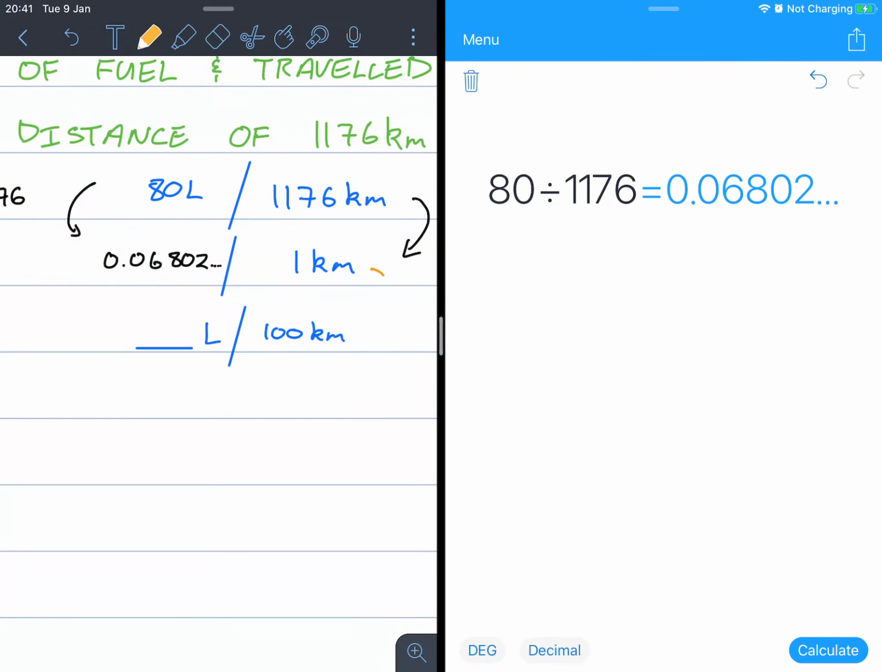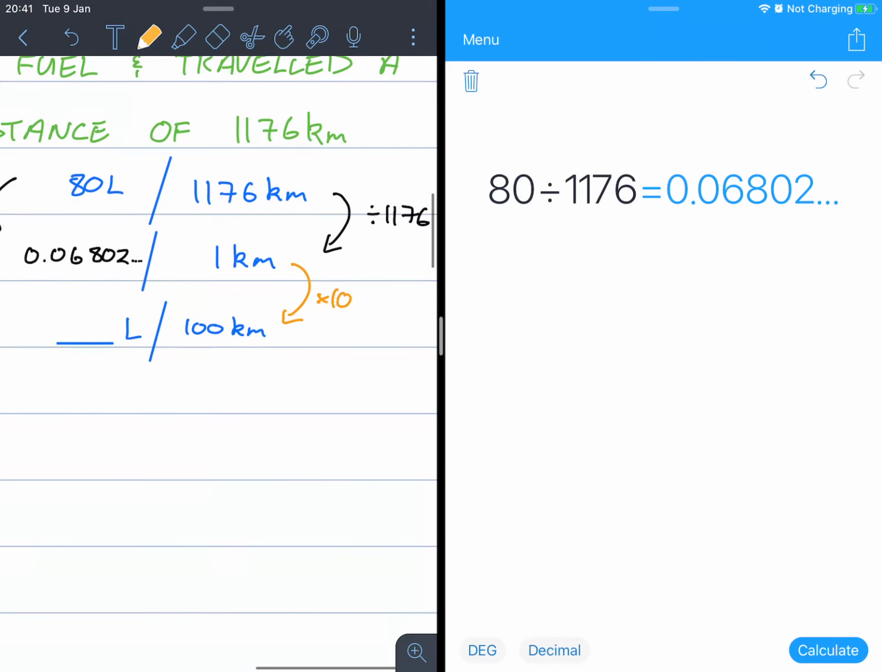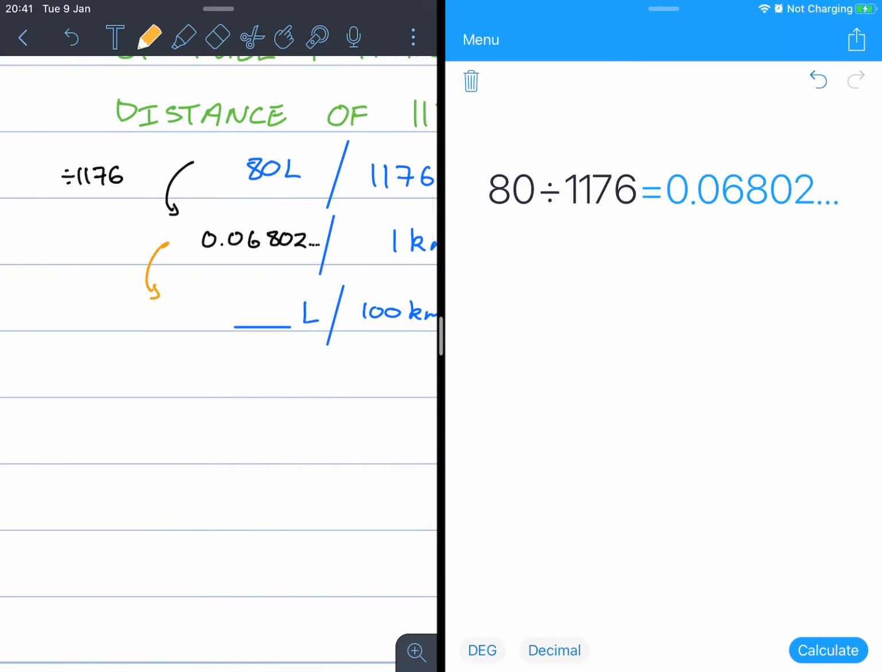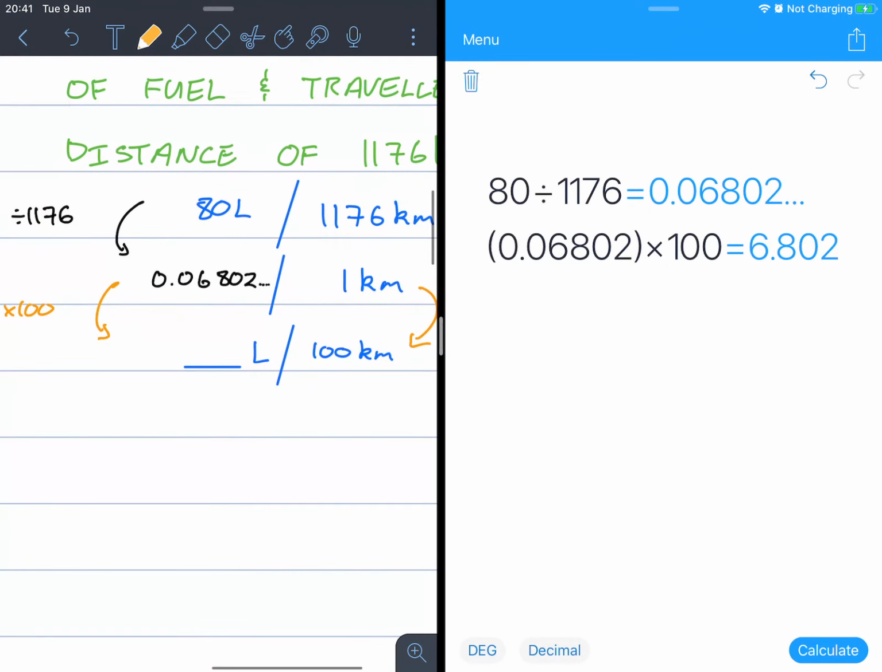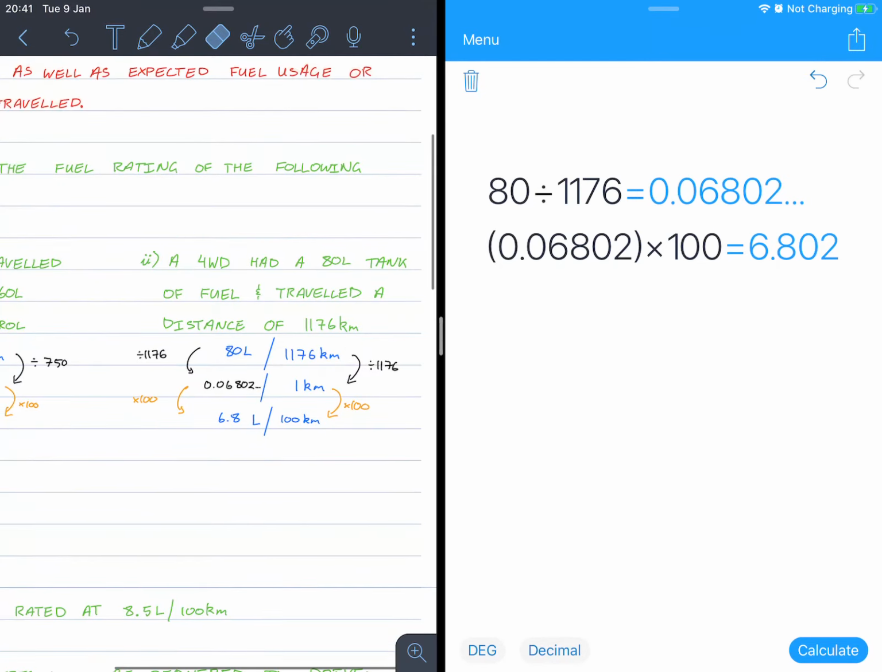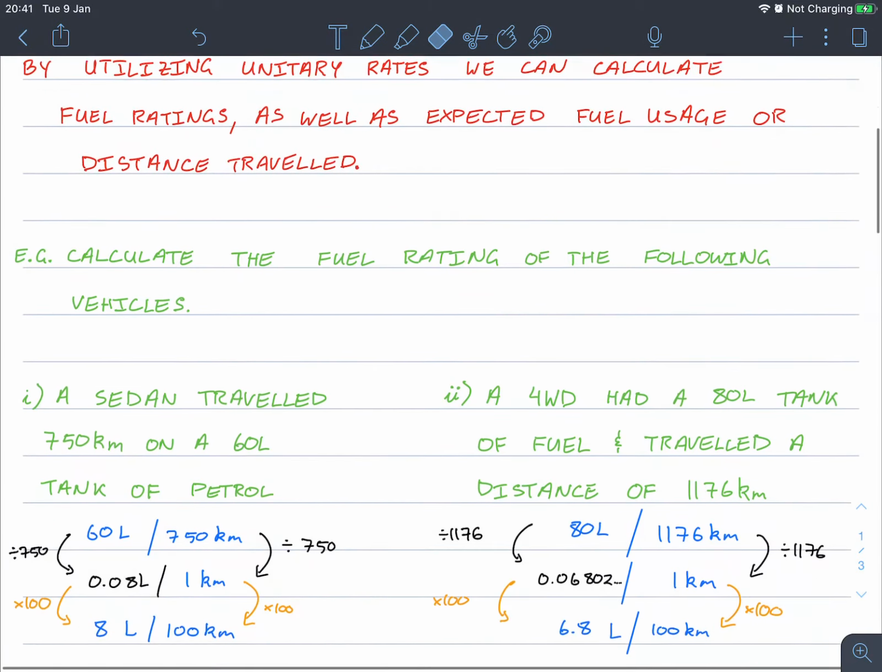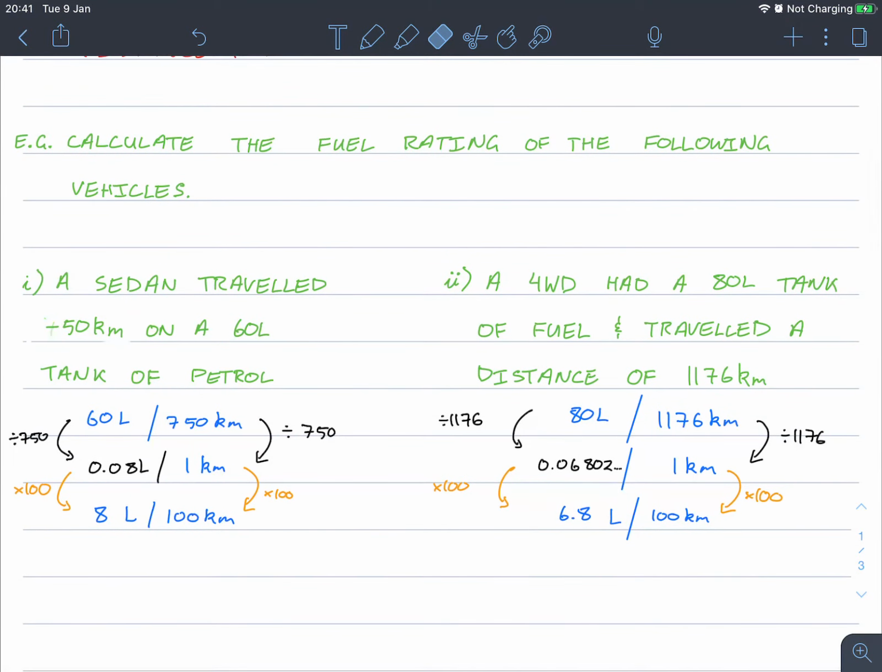And then from here, we're going to multiply by 100 on both sides. So I'm going to take the full answer. In your case, on your calculator, you have the answer key, times this by 100, which gives us 6.802. And I'm just going to round that off to 6.8, so 6.8 liters. So that's finding the fuel rate given the distance and the fuel.